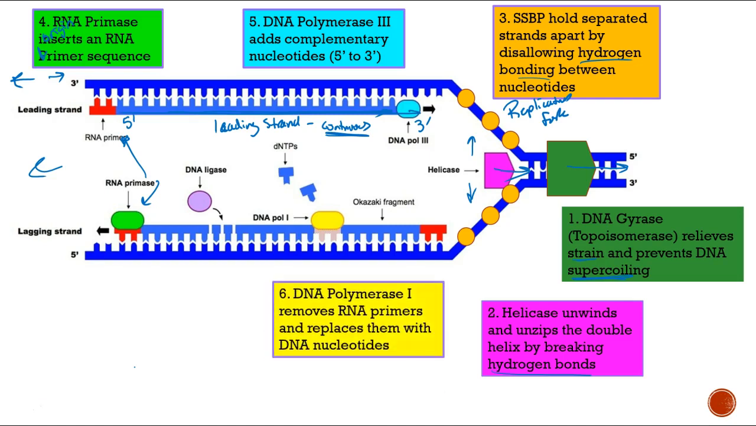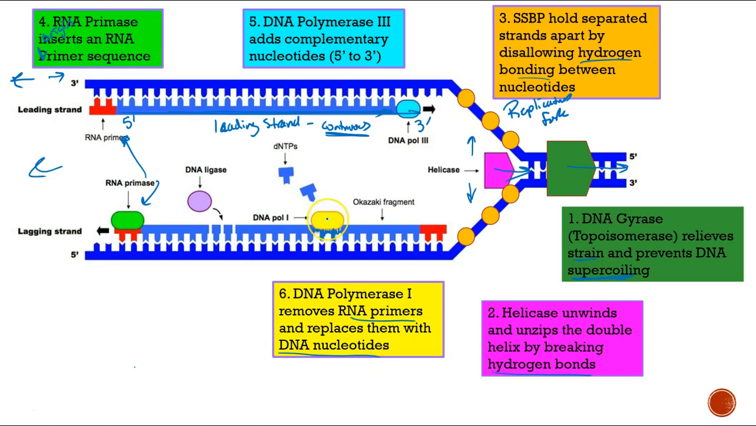DNA polymerase 1 in both cases, in both strands, would replace the RNA primers with the DNA nucleotides. You can see DNA poly 1 in this case actually taking the red fragments out and would exchange the red fragments with blue DNA nucleotides. Okay, again, it's going to pull out the RNA primers and it's going to replace them with DNA nucleotides.